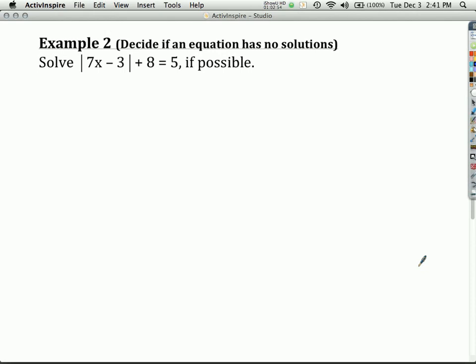So we want to solve the absolute value of 7x minus 3 plus 8 equals 5. What's the first step in the outline that I gave you? What's the first step that I taught you? Beautiful. So that's what we need to do. Isolate the absolute value. Subtract 8, subtract 8. This cancels out, and now we've got the absolute value by itself. 7x minus 3 equals negative 3.